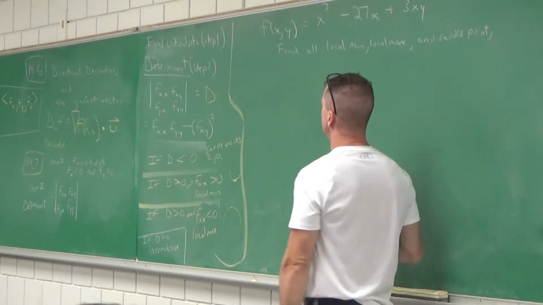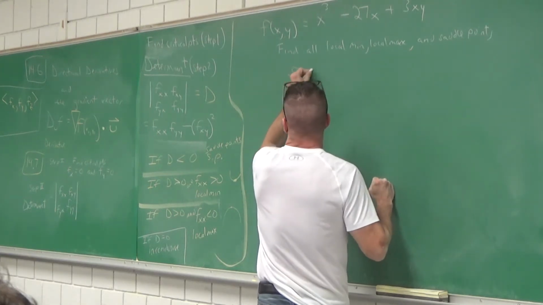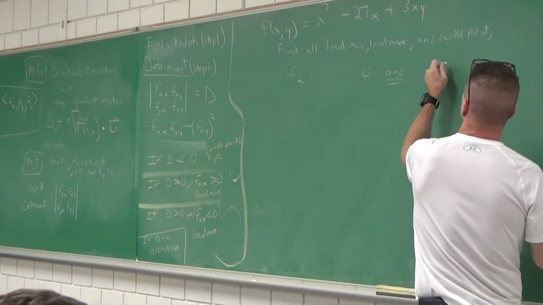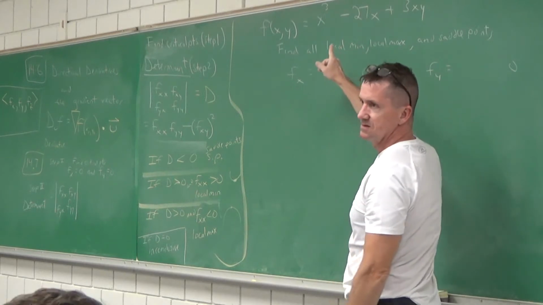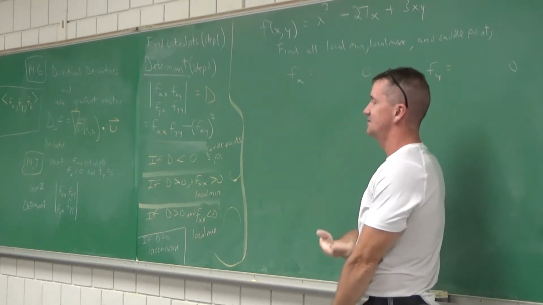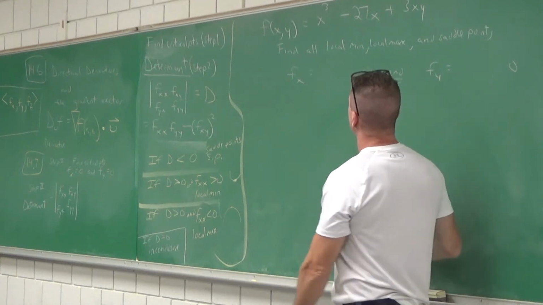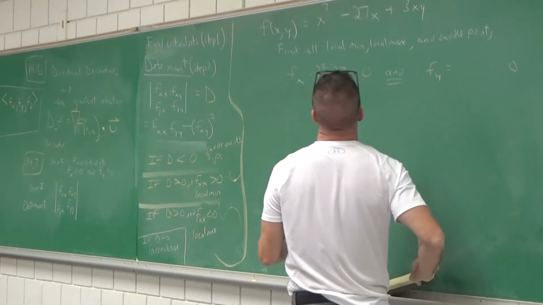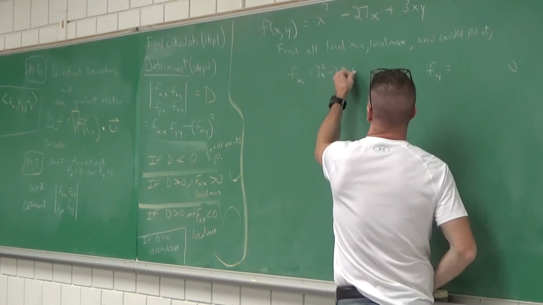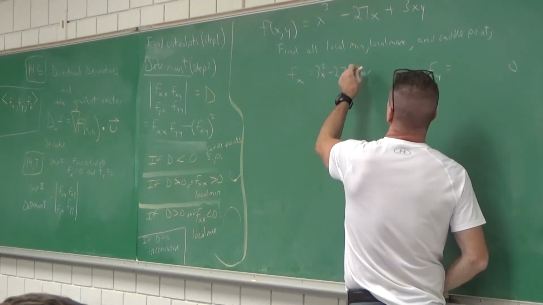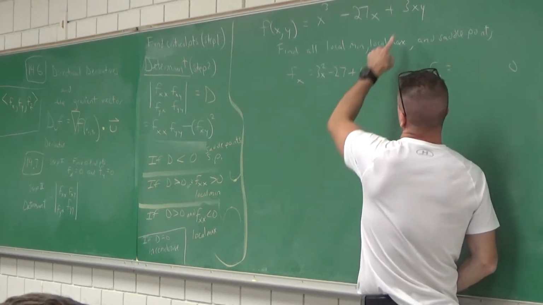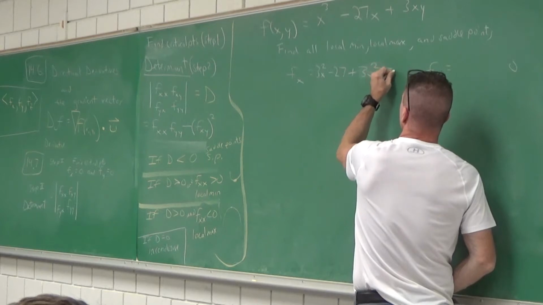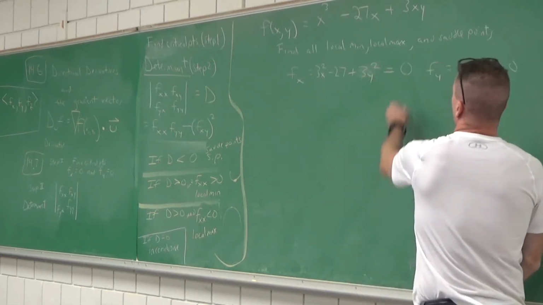You have to take the derivative. So let's find the critical points. Set fx equal to 0 and set fy equal to 0. Well, what's fx? Hardest part of the problem. What do you get for fx there? 3x squared minus 27 plus 6xy plus 6y squared? Is that the derivative with respect to x? No, 3x squared minus 27 plus 3y squared, equals 0.